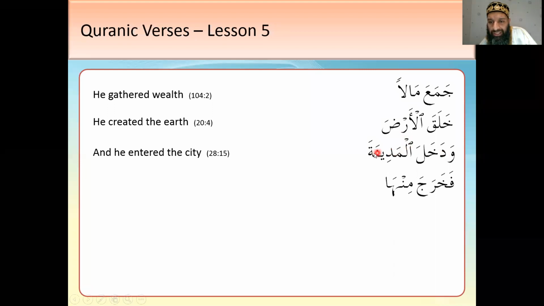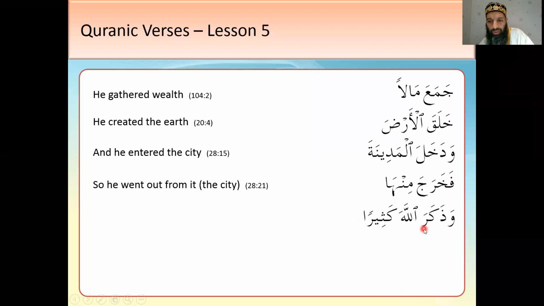So if there was no al there, then maybe there would be two fathas there. فَخَرَجَ مِنْهَا, we'll leave that one. Oh, look at this one. Okay. وَذَكَرَ. ذَكَرَ means to remember, like we do dhikr. Remember dhikr? ذَكَرَ comes from ذَكَرَ. What does وَذَكَرَ mean in the sentence? وَذَكَرَ, and he remembered. Right.